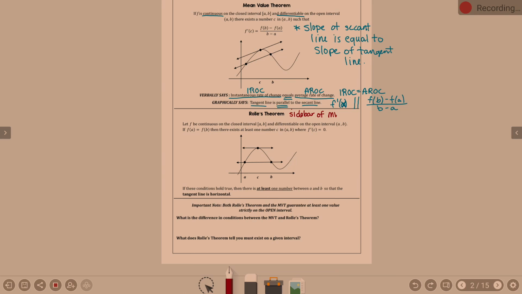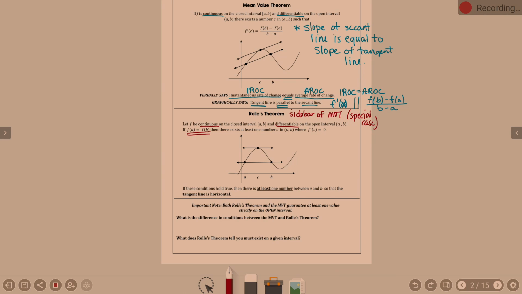Sidebar of MVT, or if you prefer to say, it's a special case. With that in mind, a lot of the pieces are going to read the same. Okay? Let f be continuous on the closed interval and differentiable on the open interval. That's the same old, yes? Then, so continuous and differentiable, if f of a equals f of b.